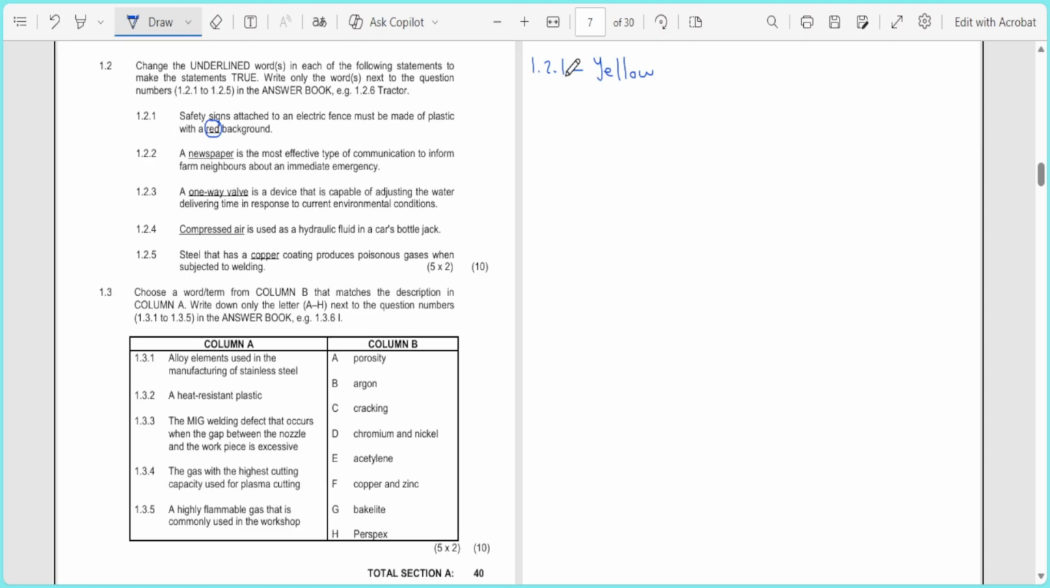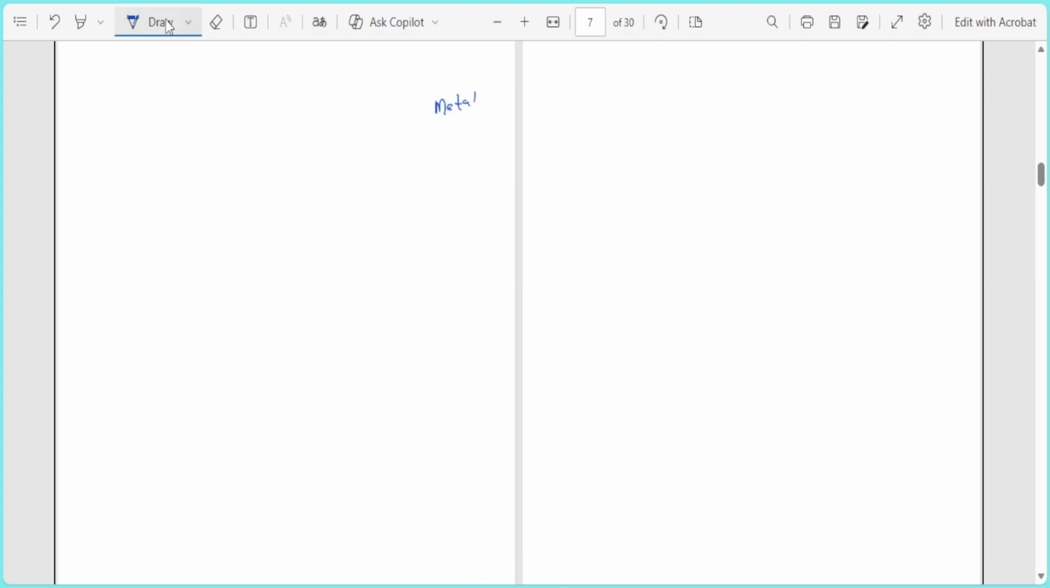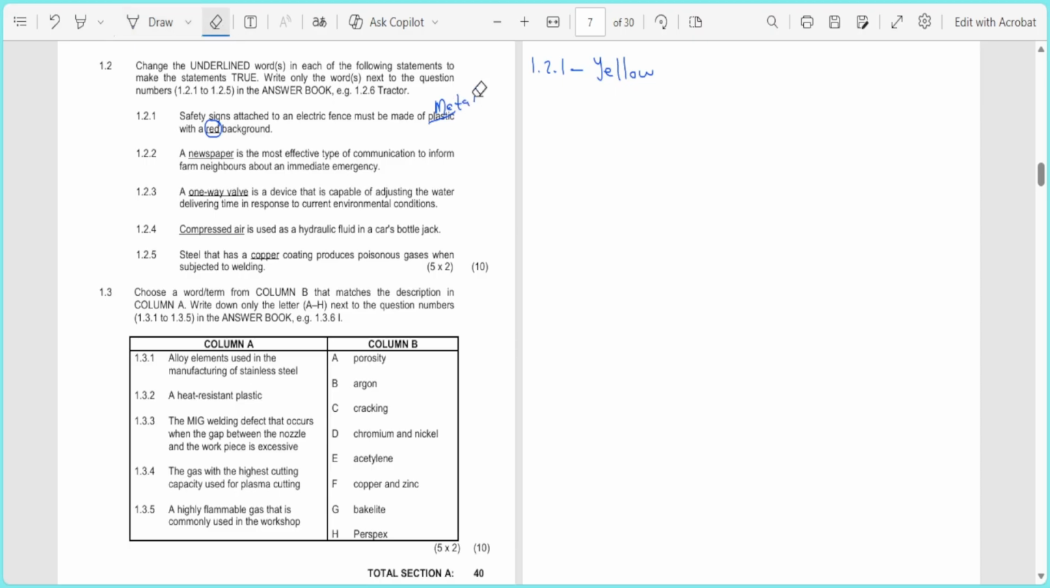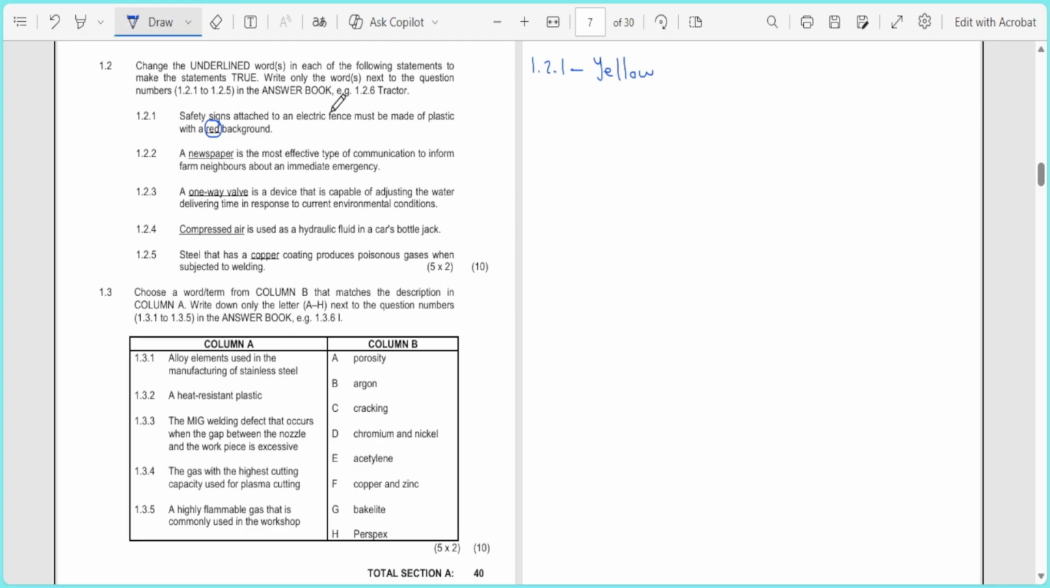Now, metal signs are, I'm not sure about the plastic, but you know what? Let's just focus on the underlined words. I think instead of saying plastic, they should have said metal in this case, but that's fine. Let's not argue with the examiner on this one. Let's just roll with the question. Now, I'm saying yellow because of standards, not red, but it should be yellow.